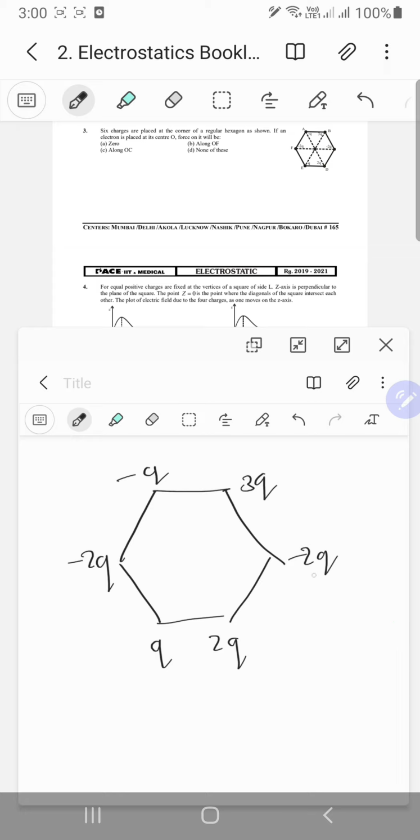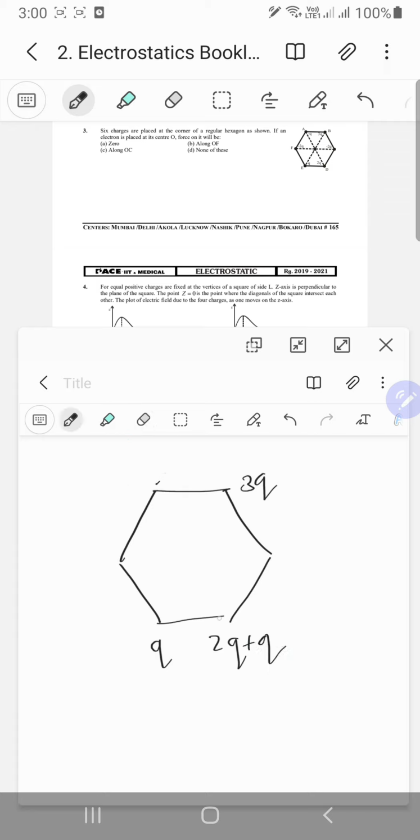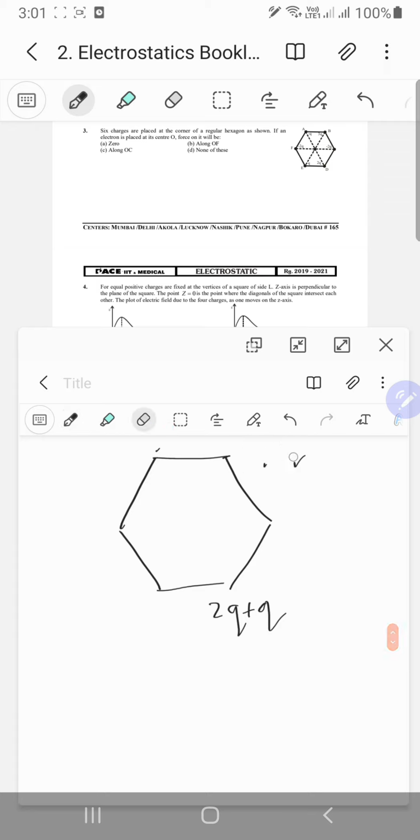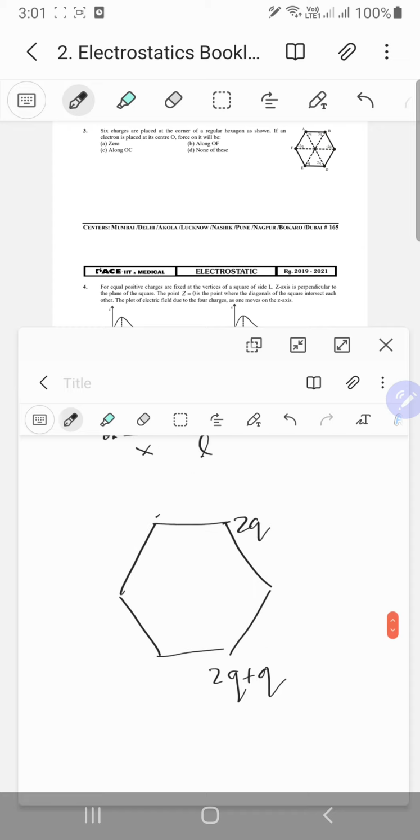So the thing is that these will just be neglected because they cancel each other out. Having a minus q over here is pretty much the same thing as having another q over here, and having a q over here is pretty much the same thing as having a minus q over there. So this gives 2q, and this gives 3q. Now this 2q and this 2q, that will give a resultant of the same magnitude, and it's going to be in this direction because its angle is 120 degrees.